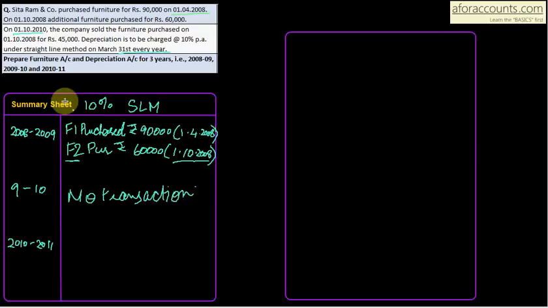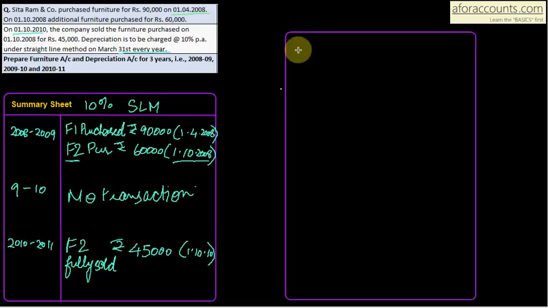And for 10-11, on 1/10/2010, the company sold the furniture purchased on 1/10/2008, meaning F2. So F2 is fully sold, on 1/10/2010. That will be part of your third year. For rupees 45,000. So write the amount, rupees 45,000. With this summary sheet, we'll start with our working.